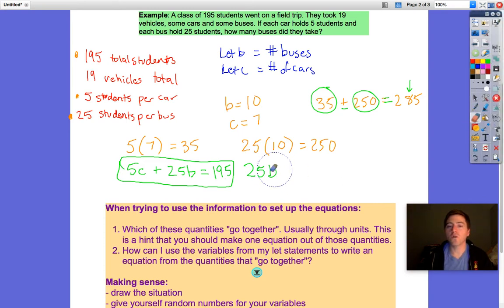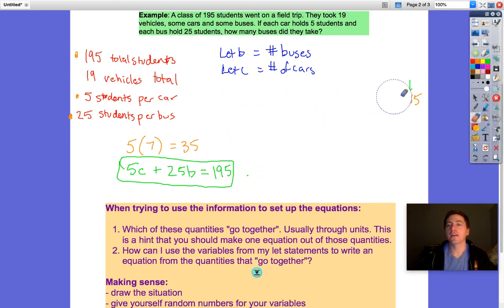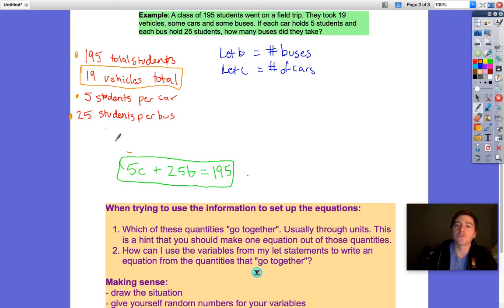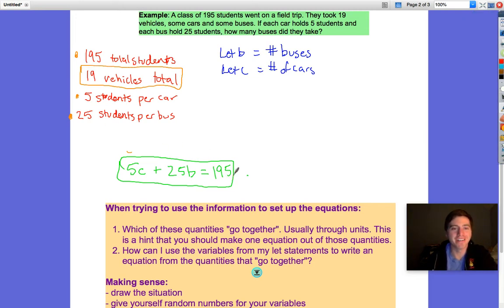Okay, then there's one more. We remember we need 2 equations since it is a system of equations. The only thing we haven't used yet is this: 19 vehicles total. Well, how do I find total vehicles? I would just add them up, right?